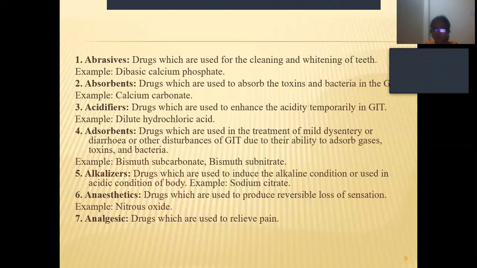Next, analgesia. This drug is mainly used to relieve the pain, that means to reduce the pain. For that process, we are using analgesics.